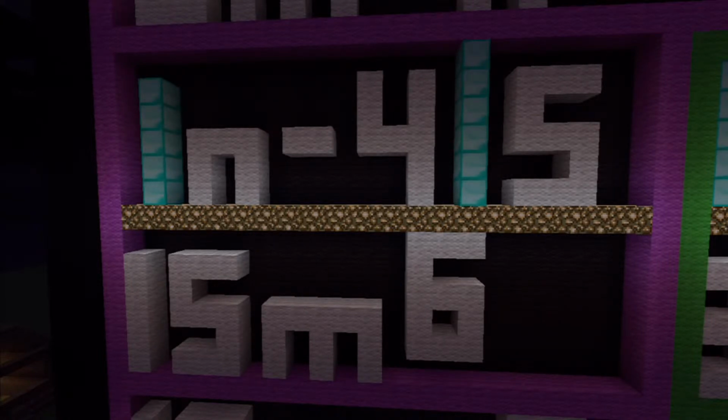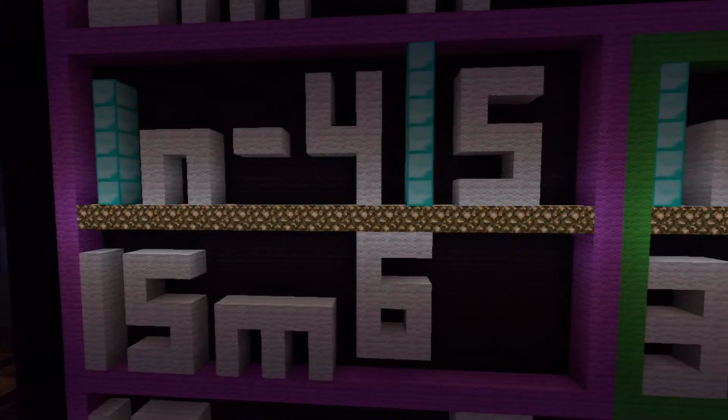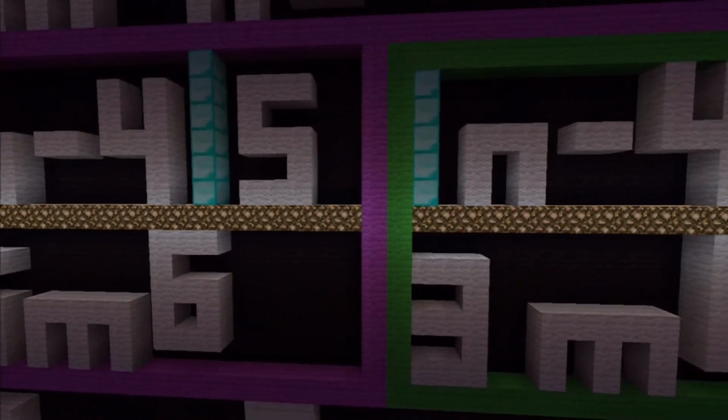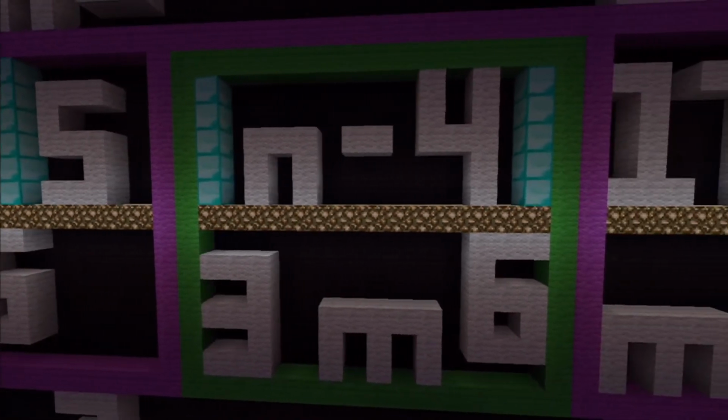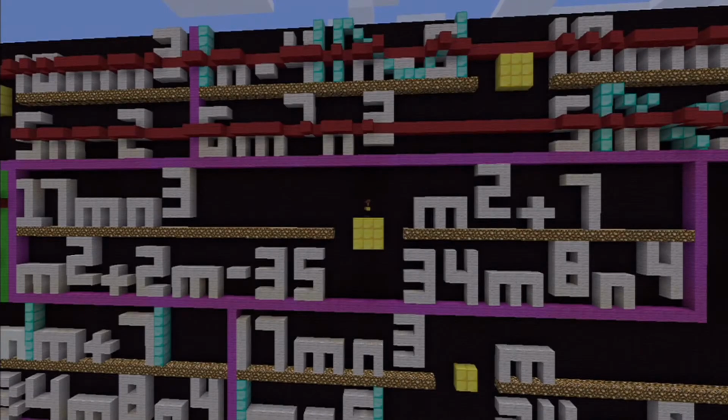So in the end, your problem should be n minus 4 times 5, or switched around, over 15m to the 6th. Now you can reduce again, the 5 and the 15, so that will get rid of the 5 and make the 15 a 3, and your final answer will be n minus 4 over 3m to the 6th. Now let's do a harder problem.